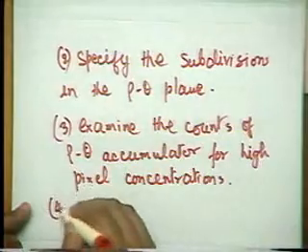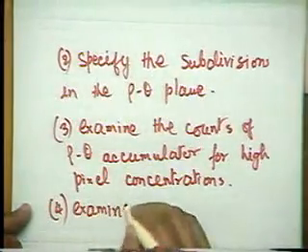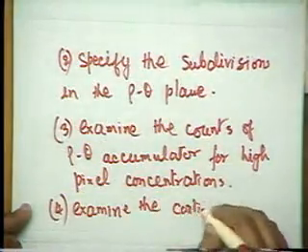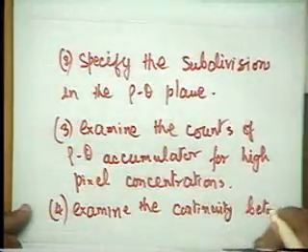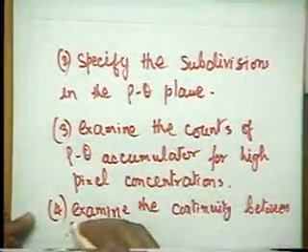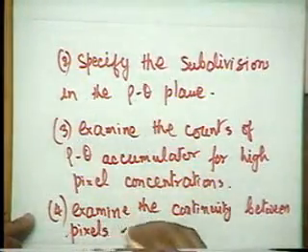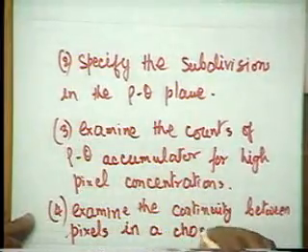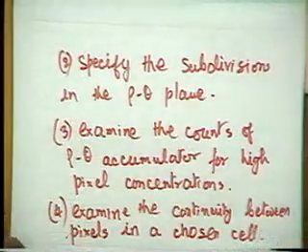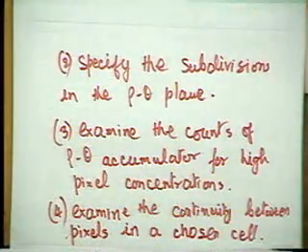And in the fourth step you examine the continuity between pixels in a chosen cell. So if we carry out all these 4 steps, we can detect the individual line segments which are present in an image, starting with a given set of edge pixels. All this incrementing of the accumulator array we have to do by considering every such edge pixel. Is that clear to you?